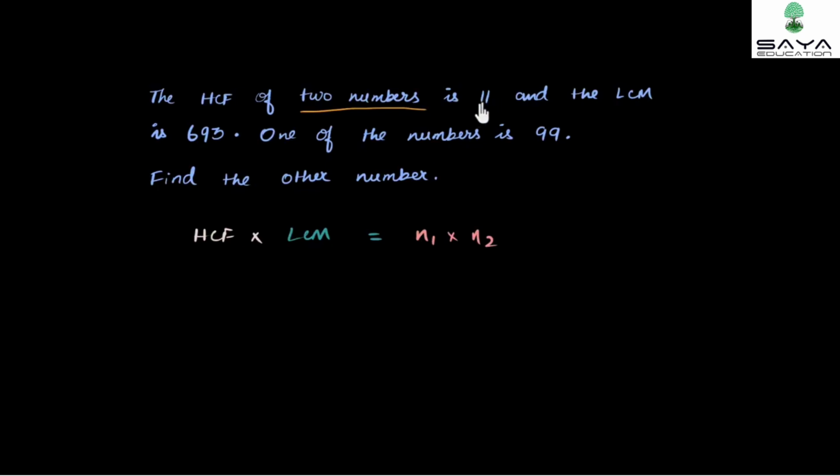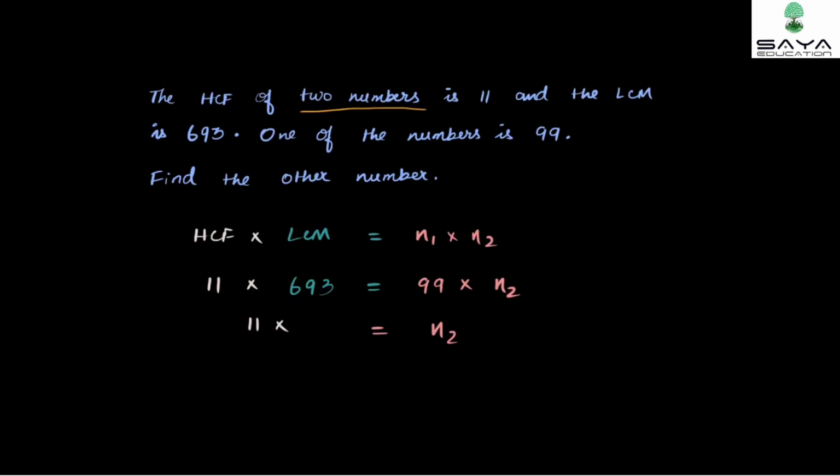So HCF is what? HCF is 11. So HCF is 11 multiplied by LCM is 693. One of the numbers is 99. And the other number is what we want. So now I'm just going to call it N2 maybe. So how do I do this now? I'm going to divide both sides of the equation by 99. So that'll give me N2. N2 equals, I'm just bringing all this here, okay? Or actually I can keep this on this side itself. It doesn't matter, right?